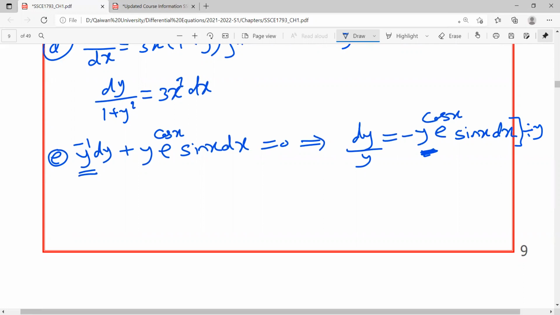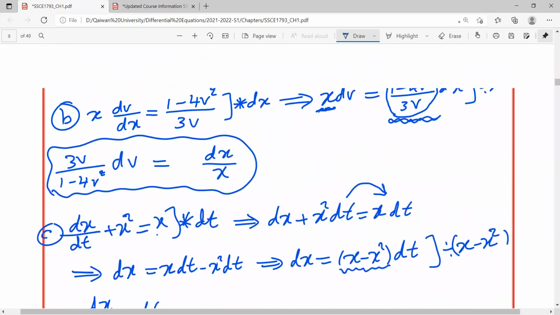And we get dy over y squared. Here we have dy over y. If we divide by y again, we get y times y in the denominator, it's y squared, equals minus e to the power cosine x sine x dx. This is the separated form.